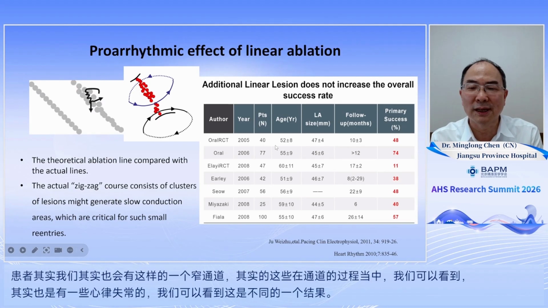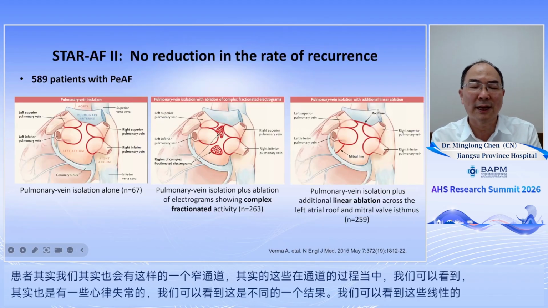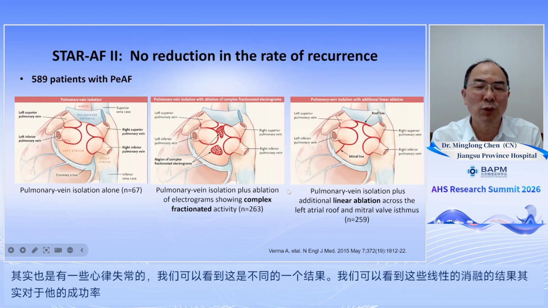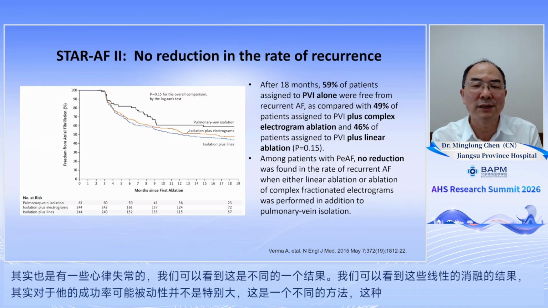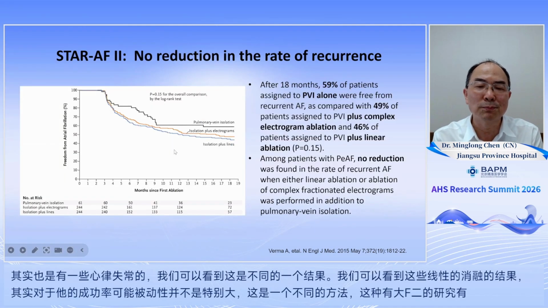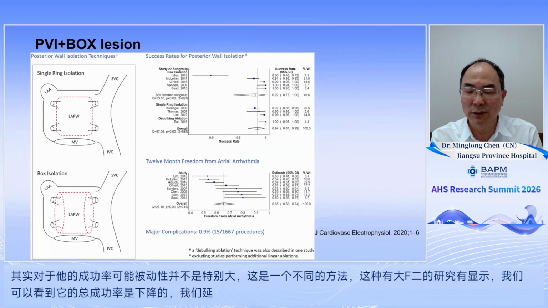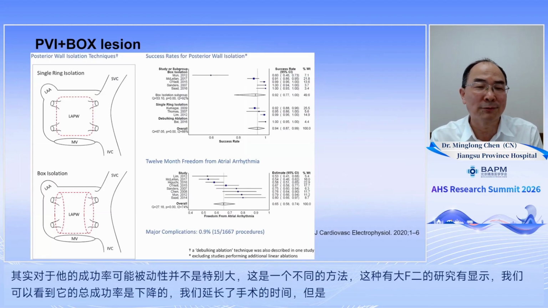Therefore, the linear lesions actually do not contribute too much to the overall success rate. These two ablation strategies were tested in STAR AF2, and the final ablation result was not improved. On the contrary, the overall success rate was reduced. You prolong the procedure time, but you actually do not increase the success rate.